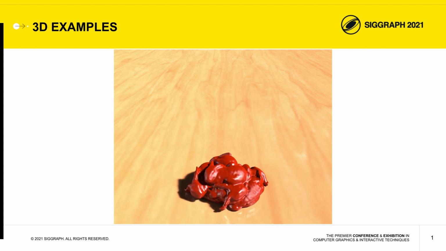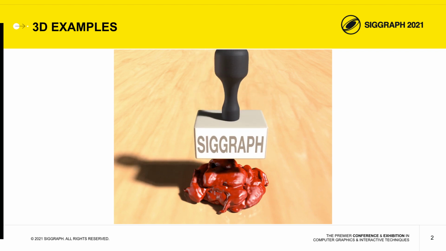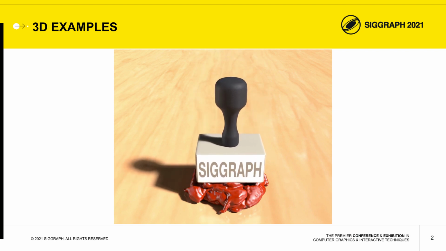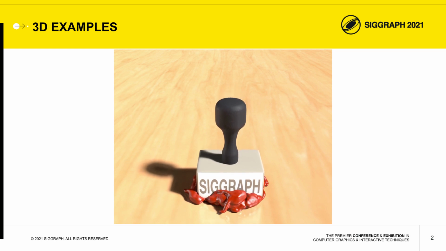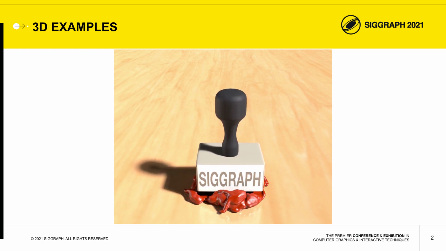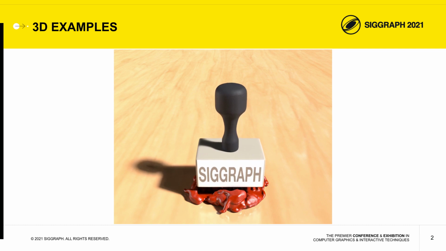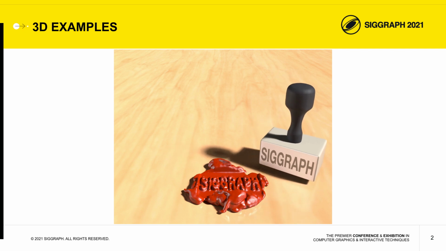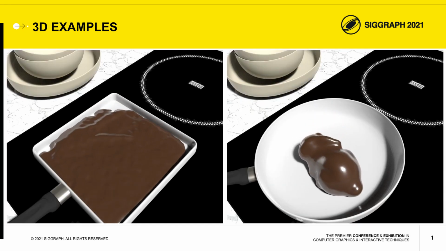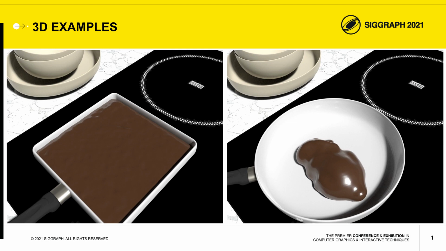This example shows multiple viscous bunnies piling over each other, and subsequently being stamped with the SIGGRAPH label. Our model supports phase change, as we show here by melting implicit and viscous bunnies on a hot pan.